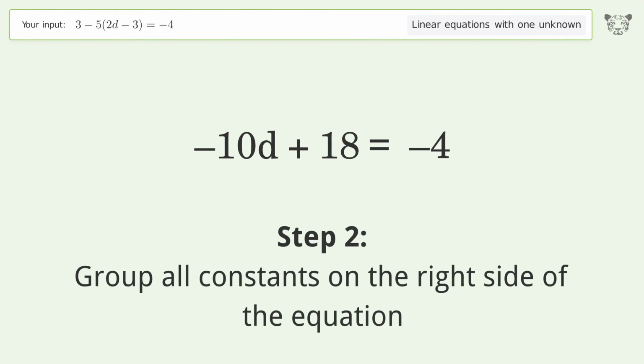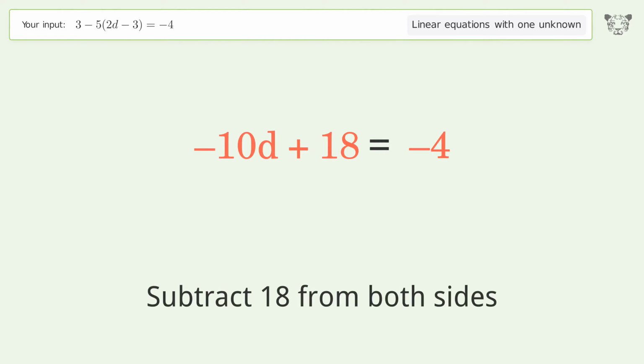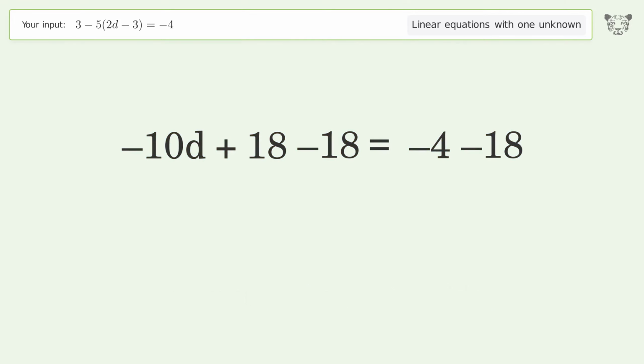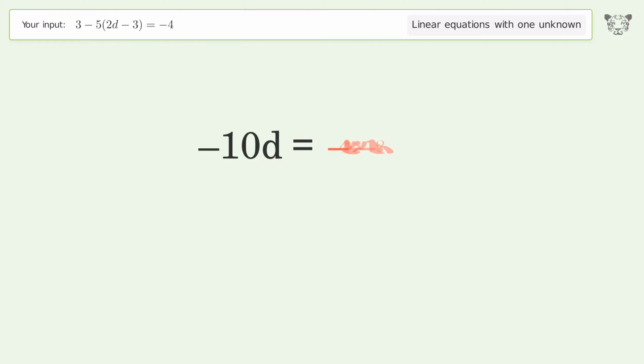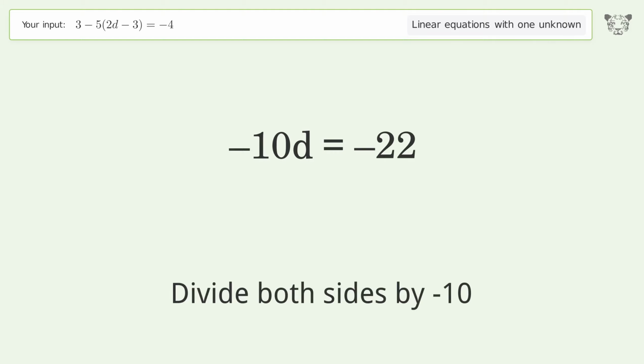Group all constants on the right side of the equation. Subtract 18 from both sides. Simplify the arithmetic. Isolate the d. Divide both sides by -10.